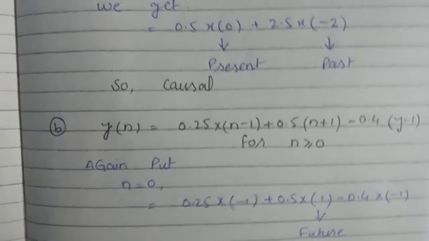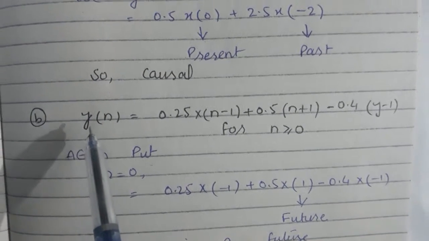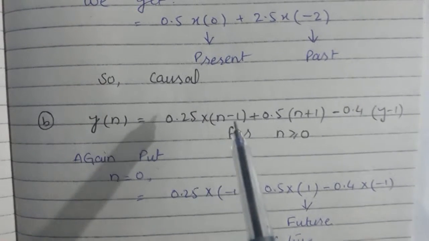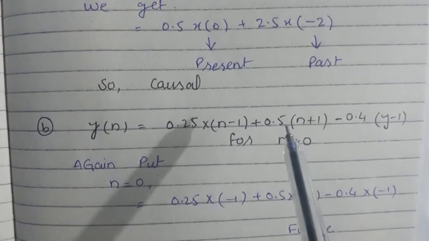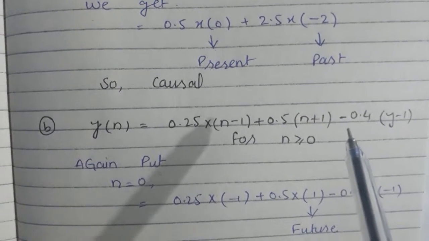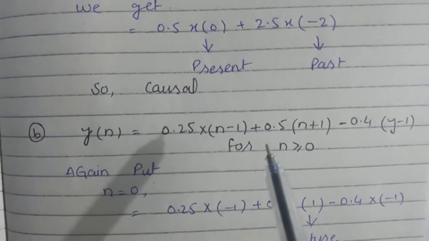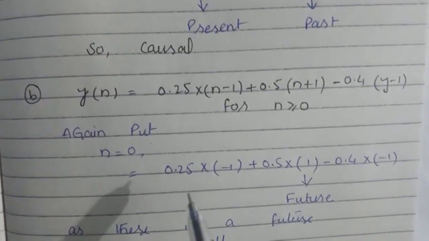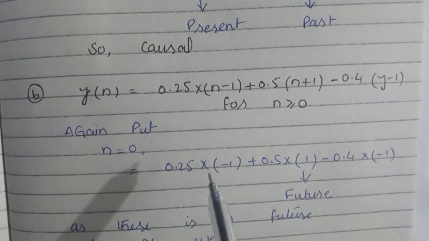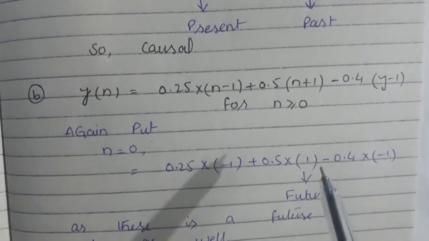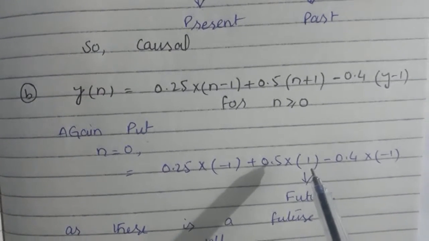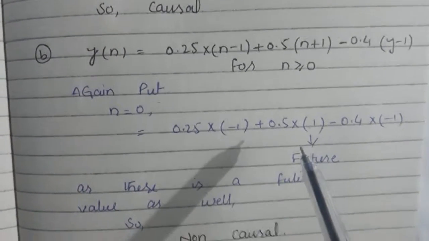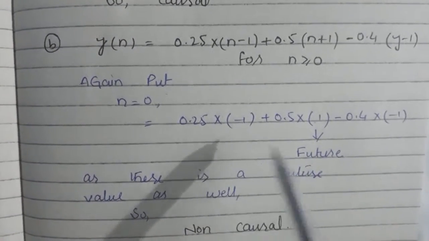We'll see another example like this one. This is our function y of n equal to 0.25 x of n minus 1 plus 0.5 x of n plus 1 minus 0.4 x of n minus 1 for all n greater than or equal to 0. Again, when we put n equal to 0 in our function, we get 0.25 x of minus 1 plus 0.5 x of 1 minus 0.4 x of minus 1. Here we see this is a positive value, which means it represents a future value. So we say this is non-causal.